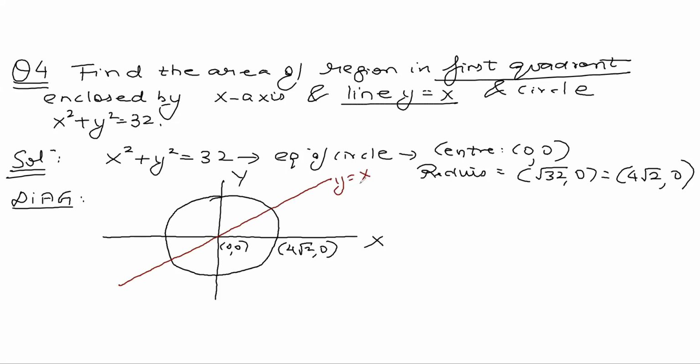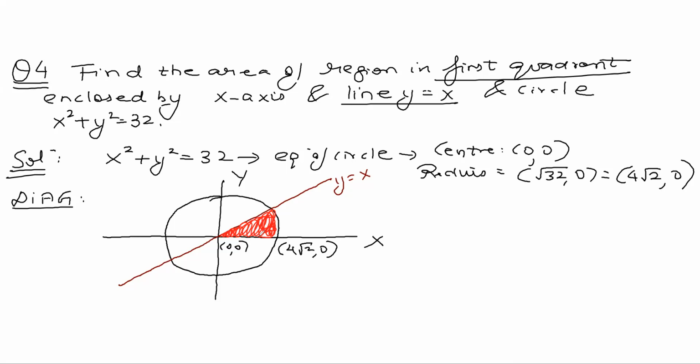So see, it has to be the first quadrant. It has to be the line y equal to x and the circle. That means if you look at it, we need to find this area. This is the red shaded area which we need to find. It is the area enclosed by the line y equal to x, the circle, and the first quadrant.